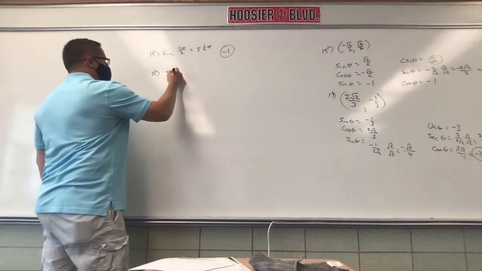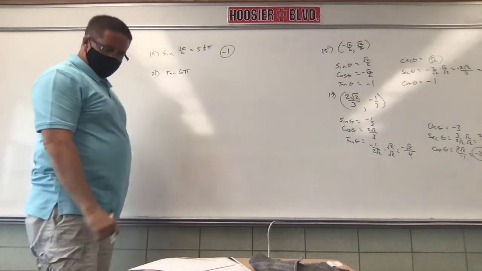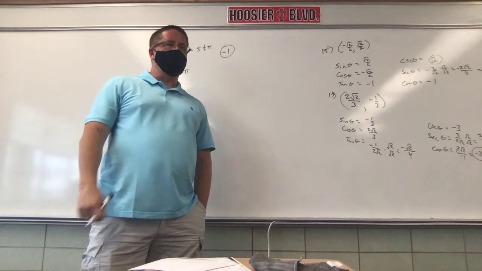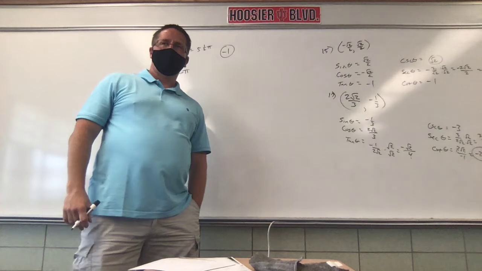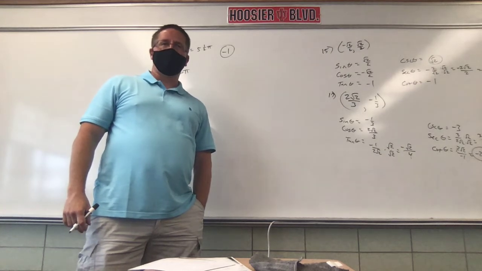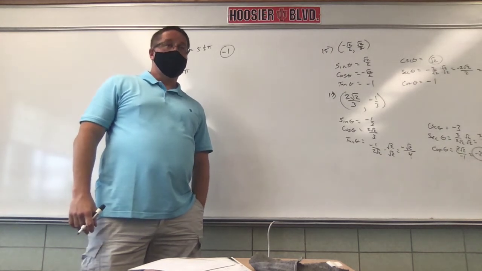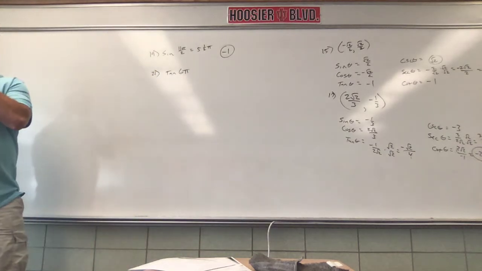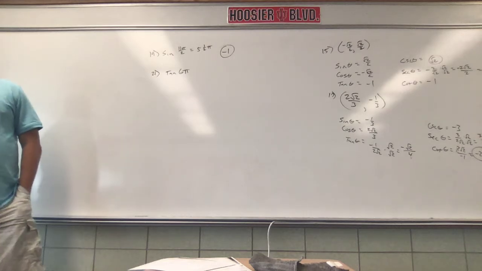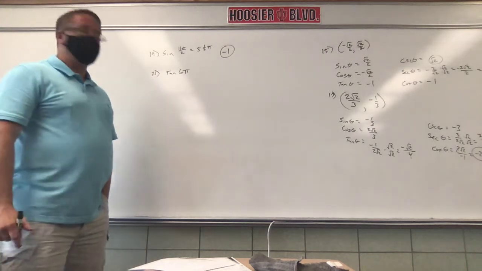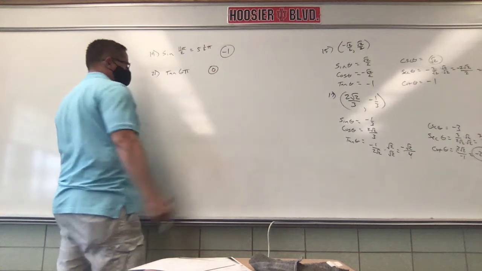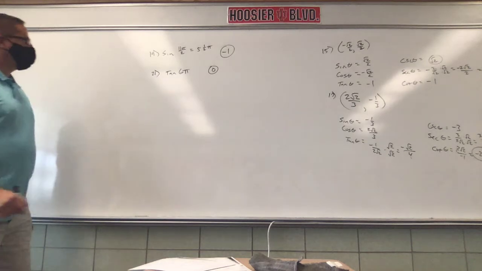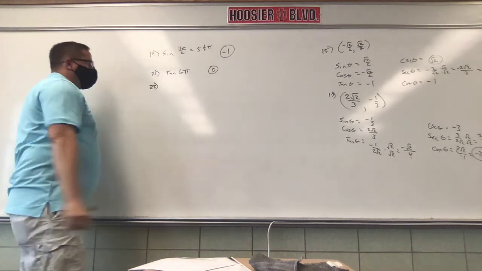Tangent of 6 pi. So describe 6 pi. Be able to describe that in 3 words. If the track coach says go run 6 pi, you're doing what then? 3 laps. 3 laps around the track. And where do you end up? Right where you started. And tangent there is 0 over 1, which is 0. I'll accept 0 over 1, but 0 is a better answer. So just 3 times around.